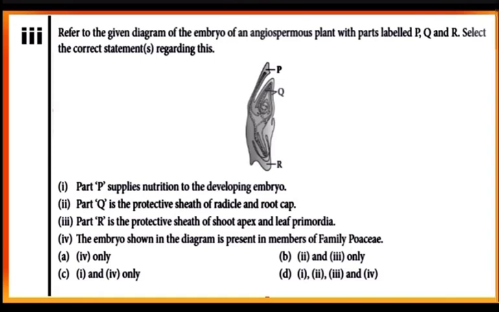This is wrong. Q is coleoptile which protects the shoot apex and leaf primordia. Statement 3. Part R is the protective sheath of shoot apex and leaf primordia. This is also wrong. R is coleorhiza which protects the radicle and root cap. Statement 4. The embryo shown in the diagram is present in members of family Poaceae. This is also correct. So, two statements are correct. Statement number 1 and statement number 4. So, mark C as a correct answer.